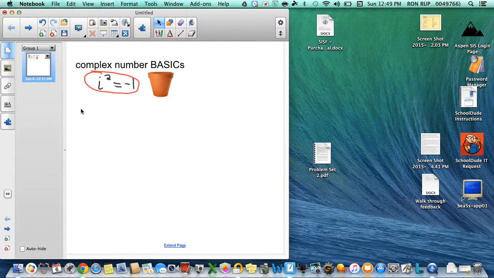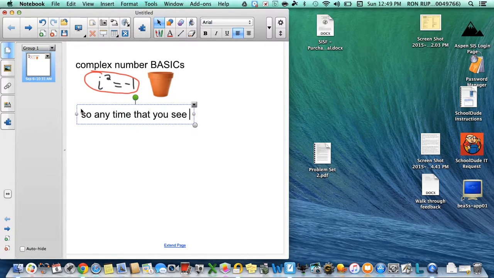So anytime that you see i squared, go ahead and substitute -1 in for that i squared, and vice versa. If you see a -1, you can change it to an i squared. Reason being is for when we simplify radicals, which is coming up later.